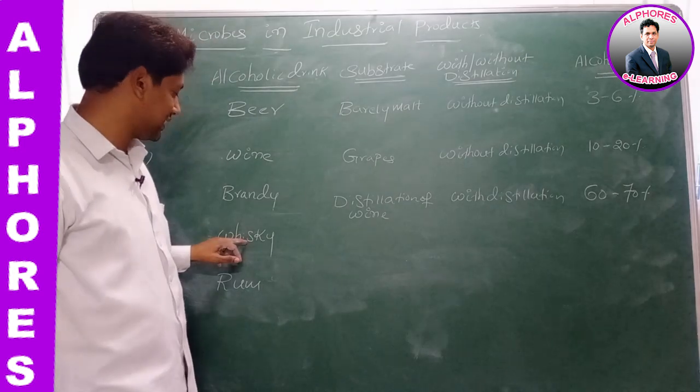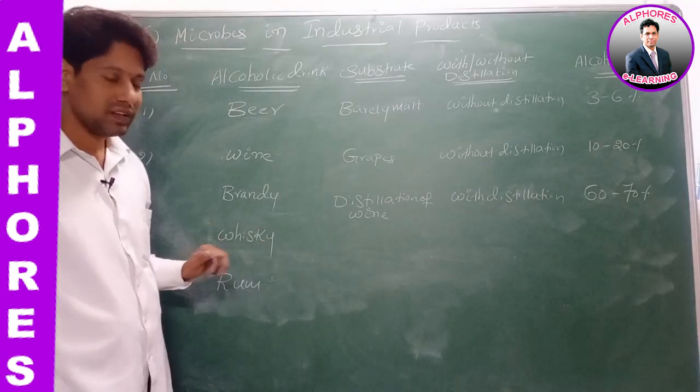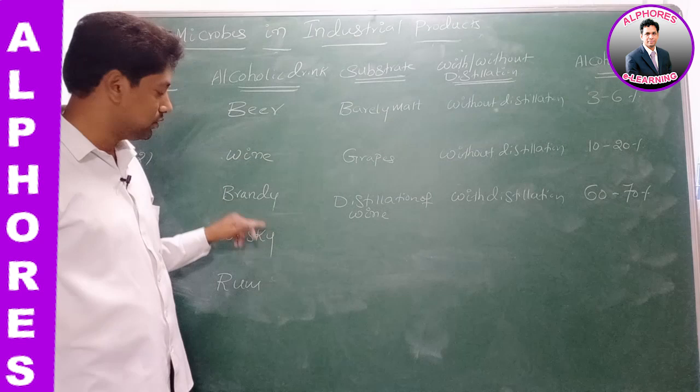Now go for the next one. What is it? Whiskey. What is the raw material to produce this whiskey?